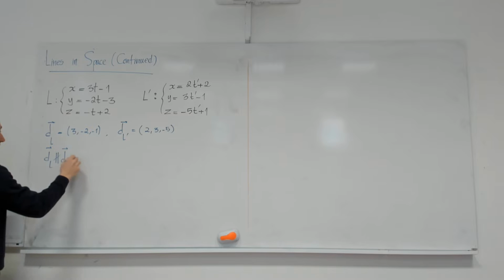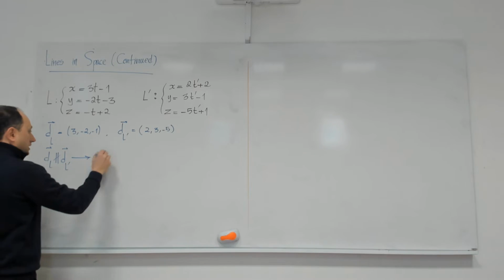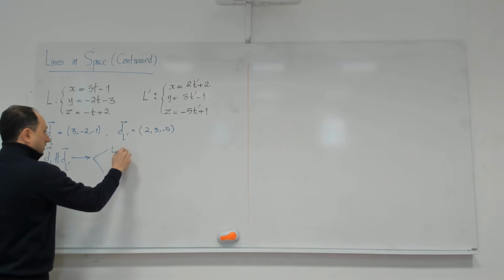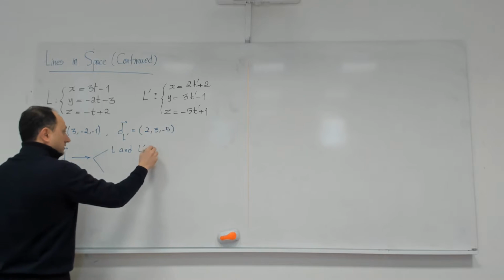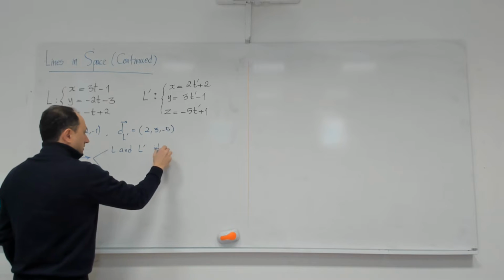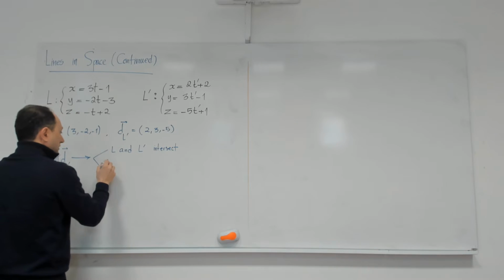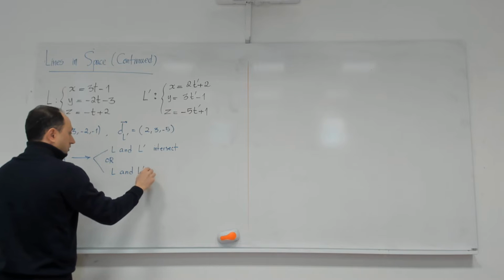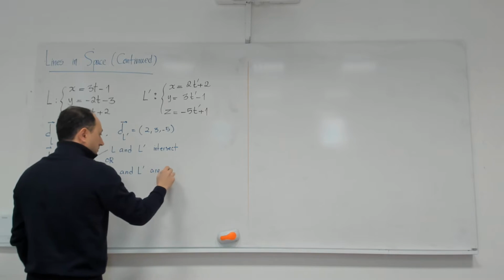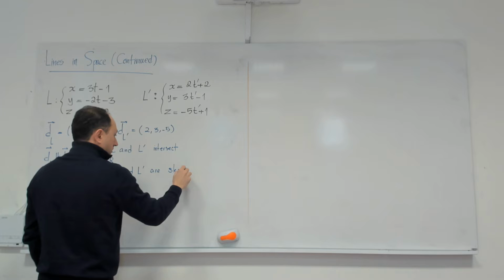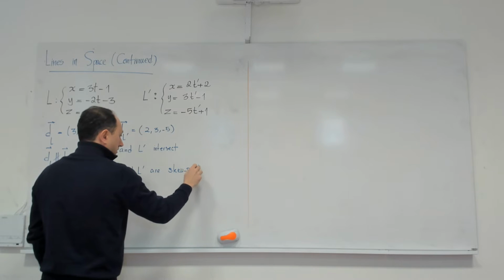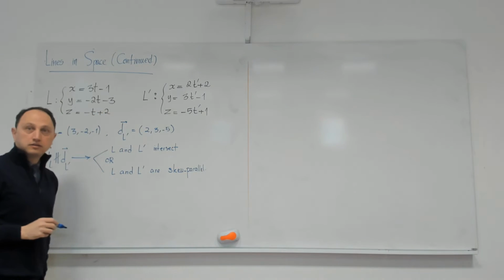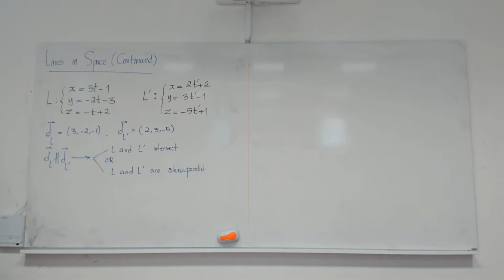So this means that I have two possibilities. Either L and L prime intersect, or L and L prime are skew. So what is your opinion now? At least tell me what I'm supposed to do.